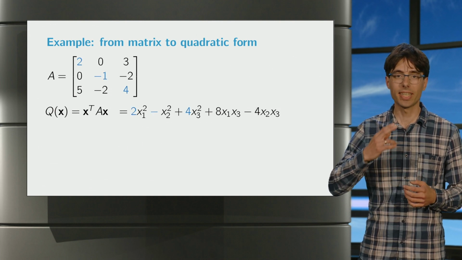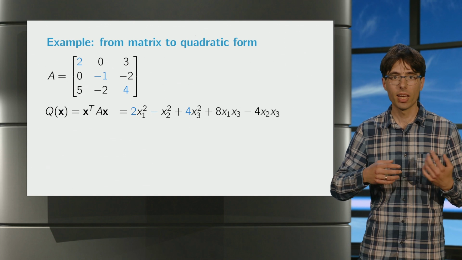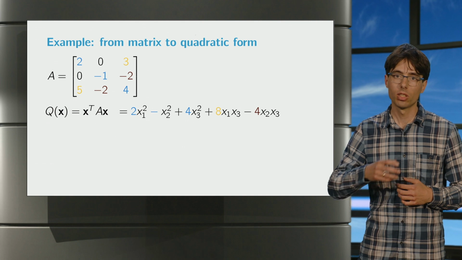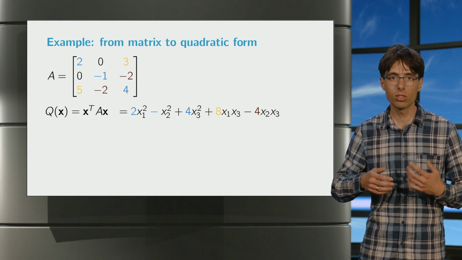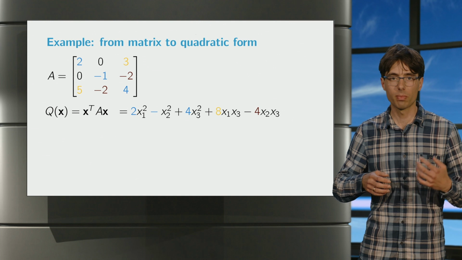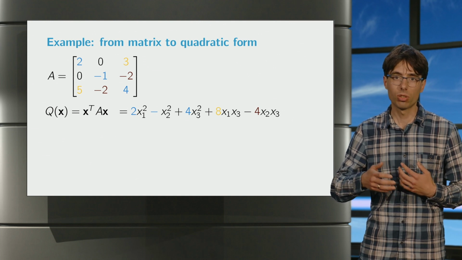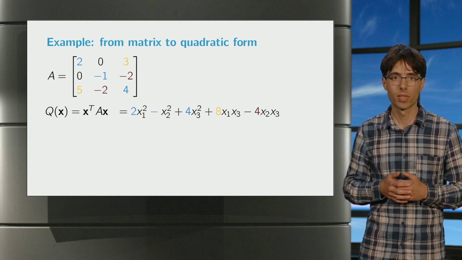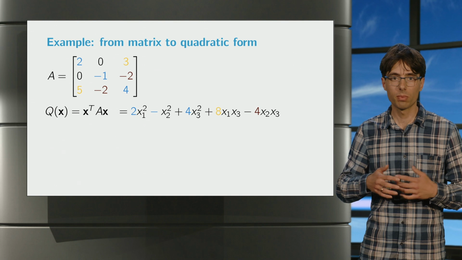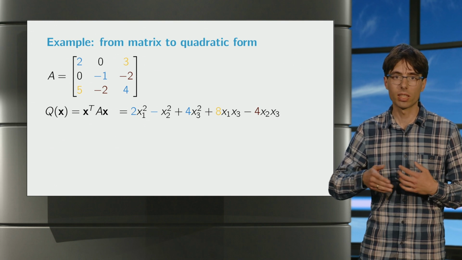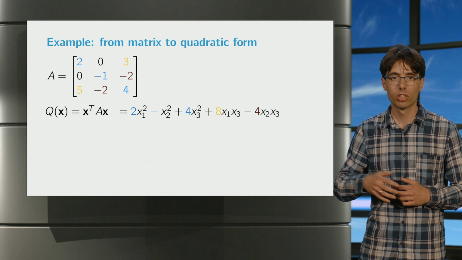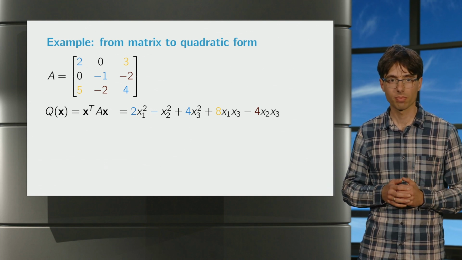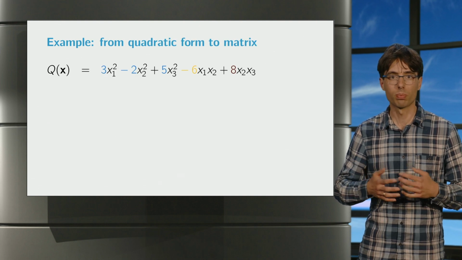First, we note that the diagonal entries come back as the coefficients of the corresponding square terms. In addition, the 1,3 and 3,1 entries add together to the coefficient of the cross term x1x3. And similarly the 2,3 and 3,2 entries to the coefficient of the x2x3 term. Finally, there is no x1x2 term since both the 1,2 and the 2,1 entries of the matrix are 0. So for any square matrix we obtain exactly one quadratic form. Let's see if we can reverse this process.